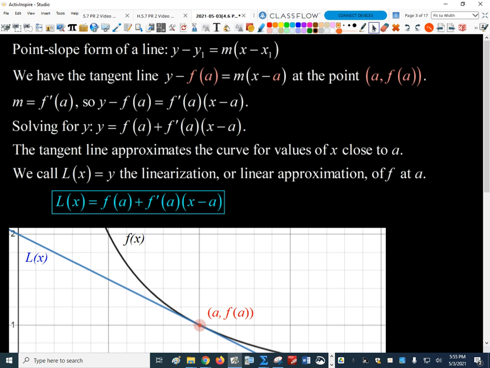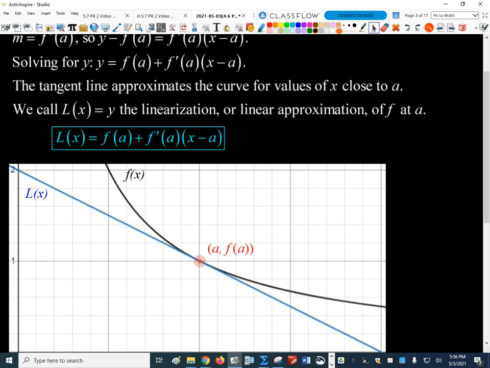y minus f of a, there's our y1, equals m, f prime of a is our m, times the quantity x minus x1, where x1 is represented by a. And if we solve for y, we just add the f of a to both sides, we get our linearization equation, our linear approximation equation. So L of x, which varies from book to book, but a lot of times books will call linearization L of x. So that's the output, the y value of our tangent line, and it is just equal to f of a plus f prime of a times x minus a. Okay?